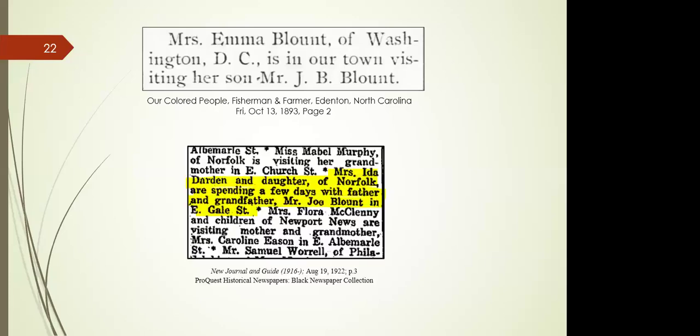All right, here's the other thing. Newspapers were wonderful for this research. We have Mrs. Ida Darden and daughter of Norfolk are spending a few days with father and grandfather, Mr. Joe Blunt, on East Gale Street. This is Joe. He lived on East Gale Street. This is Ida, the child that he had with Hester.